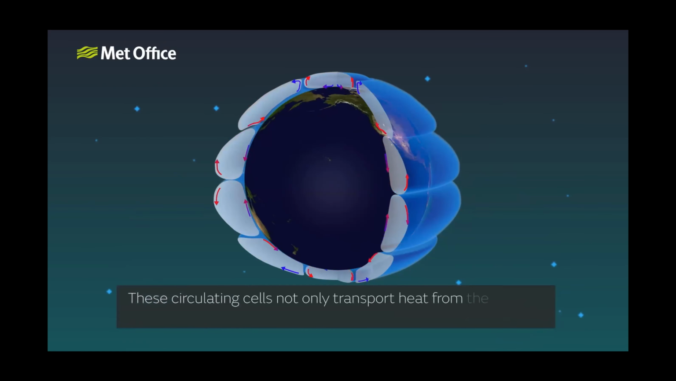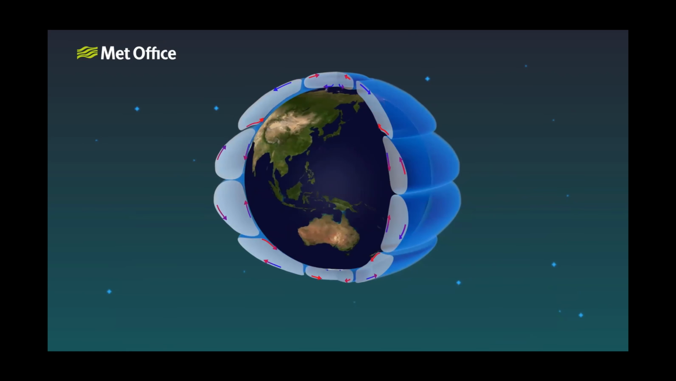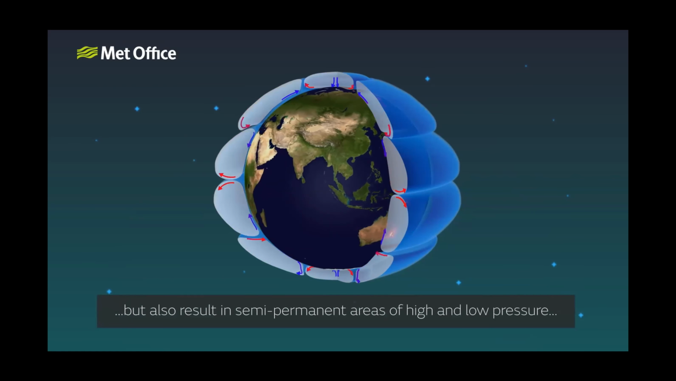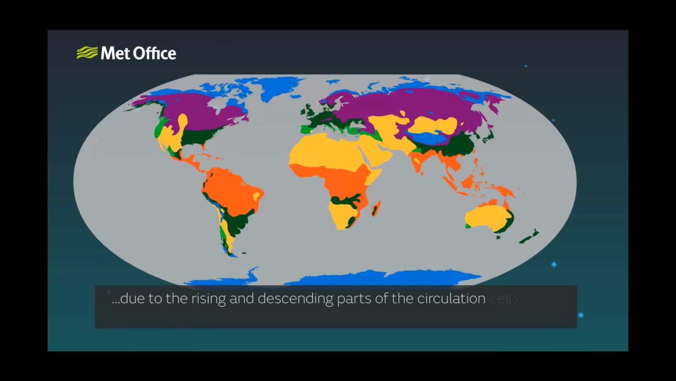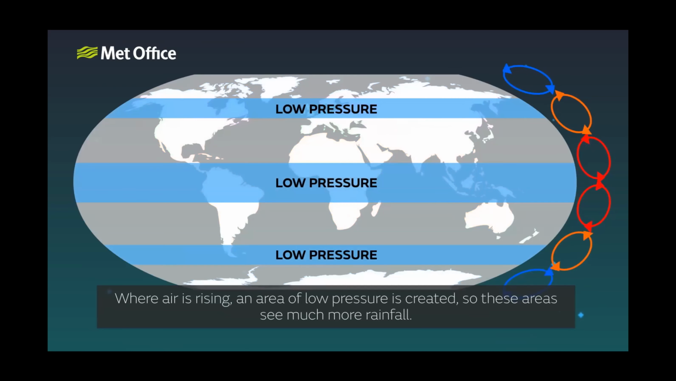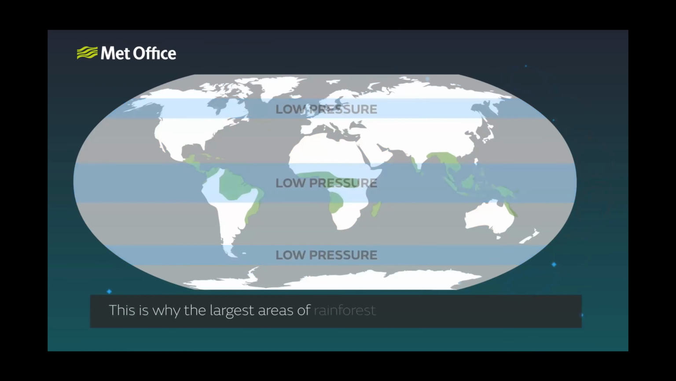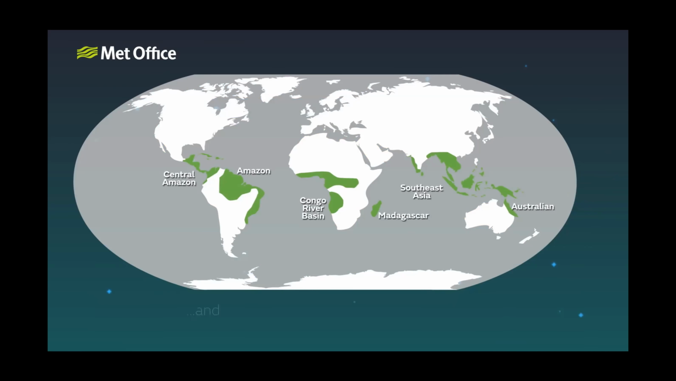These circulating cells not only transport heat from the equator to the poles, but also result in semi-permanent areas of high and low pressure, due to the rising and descending parts of the circulation cells, giving us our climatic zones. Where air is rising, an area of low pressure is created, so these areas see much more rainfall. This is why the largest areas of rainforest are found near the equator, and why the United Kingdom has a relatively wet climate.